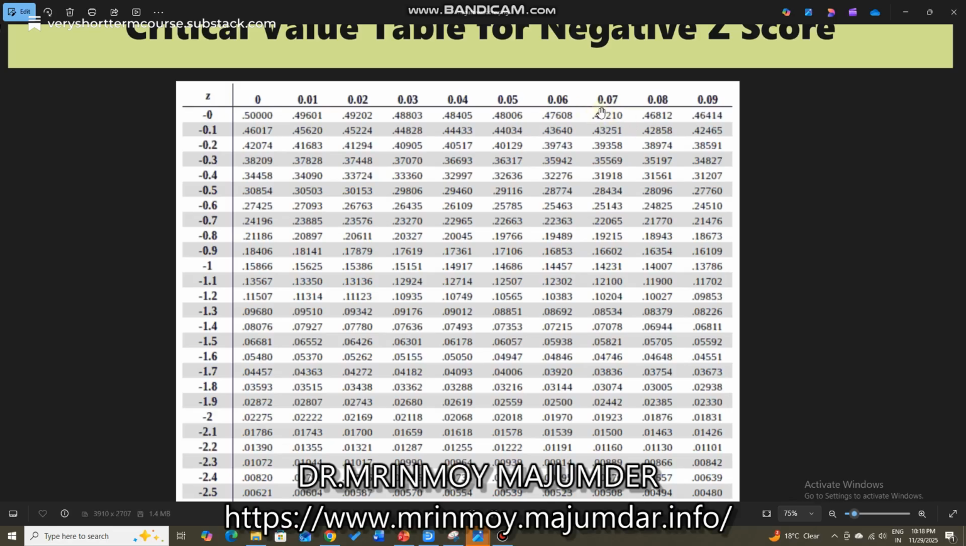So 0.472. Now move towards the header of the column. It is 0.07. Header of the row, minus 0. So you just add minus 0 plus 0.07. It will come around 0.07 in a minus, right?